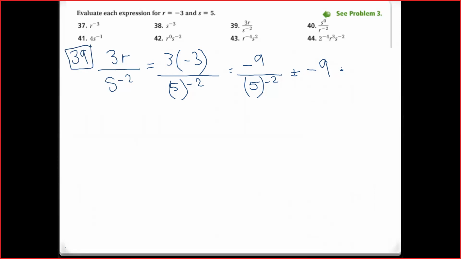Now, what is the reciprocal? 5. And what is the opposite of -2? 2. So, -9 multiplied by 5 squared is what?